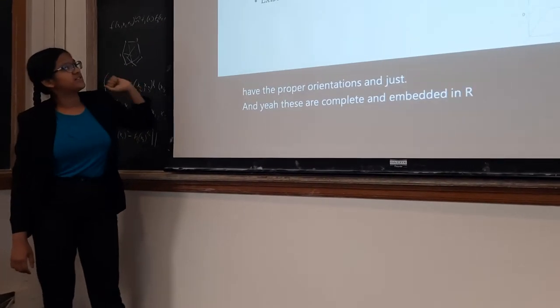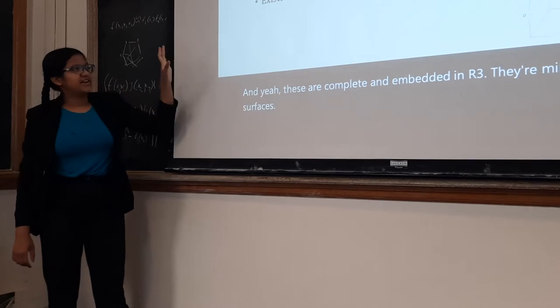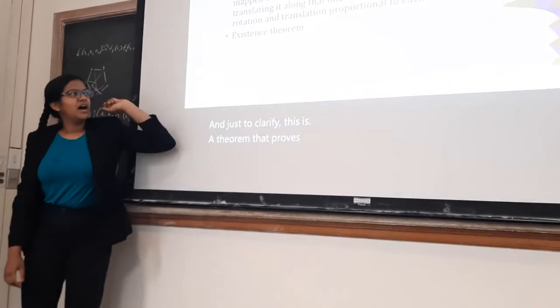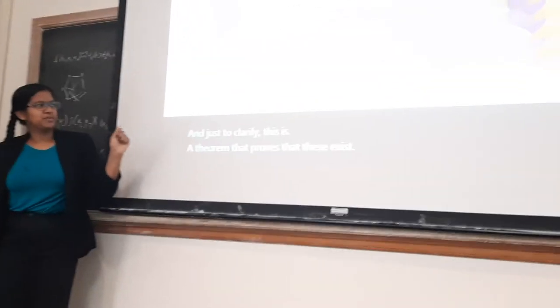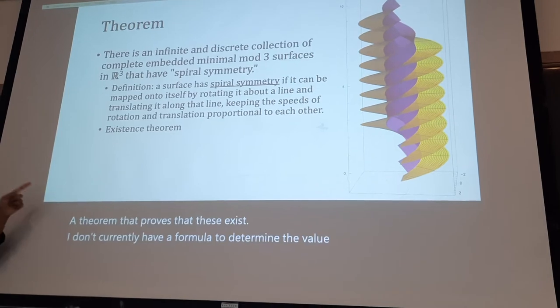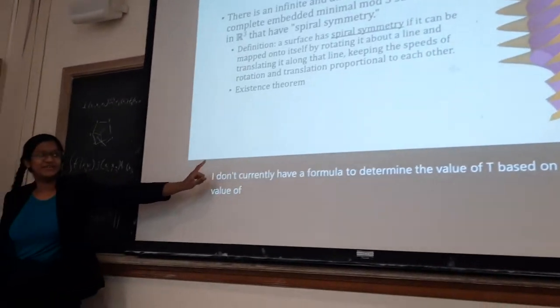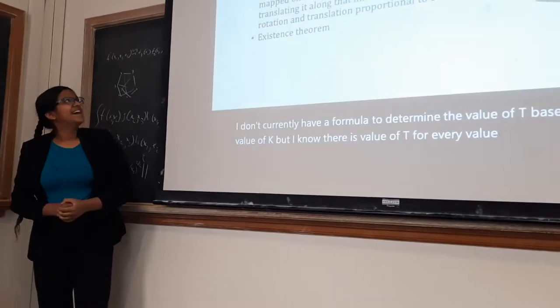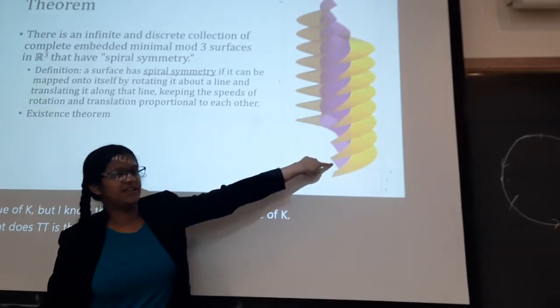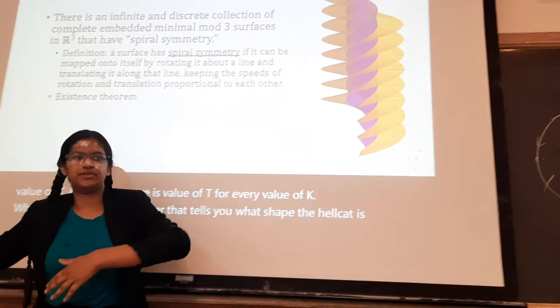They're minimal surfaces. And just to clarify, this is a theorem that proves that these exist. I don't currently have a formula to determine the value of T based on the value of K. But I know there is a value of T for every value of K. Sorry, what is T? T is the parameter that tells you what shape the Hellcat is, how close it is to a catenoid or how close it is to a helicoid.